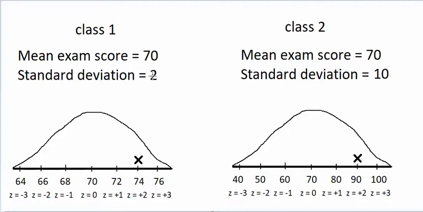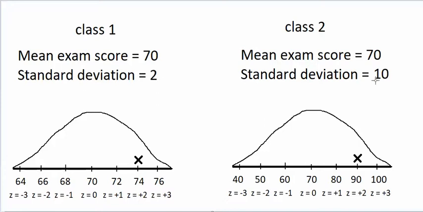So if you've been following with the other videos, you should already understand that this means that class number 1 has less dispersion, the scores are less spread out, and class number 2 has more dispersion, the exam scores are more spread out. And you can actually see that by looking at these diagrams. You can see in class number 1 that these scores pretty much all fall between 64 and 76. And in class number 2, they pretty much all fall between 40 and 100, which means that the scores are definitely more spread out in class number 2, which is why they have the bigger standard deviation.